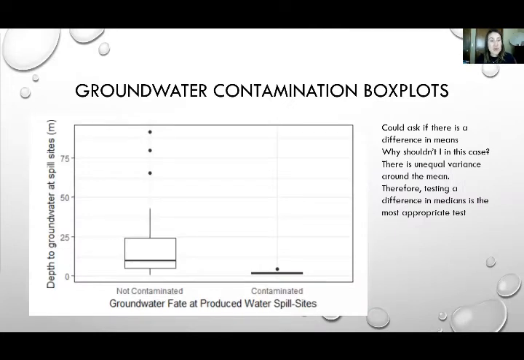And so here we're looking at box plots of sites that had groundwater contamination and sites that did not have groundwater contamination. So that's on the x-axis. And on the y-axis, you're seeing the depth to groundwater at spill sites in meters. And so just be aware that on this axis, we're going from 0 to 75 meters. So 75 meters would mean that you're 75 meters below the ground surface. So a larger number means that you're deeper below the surface.